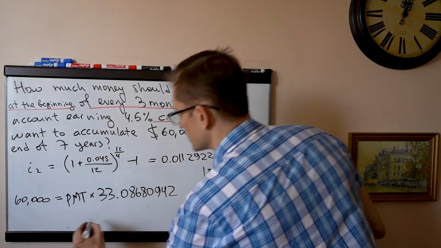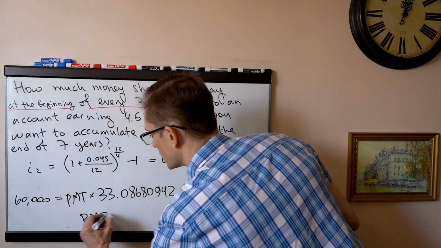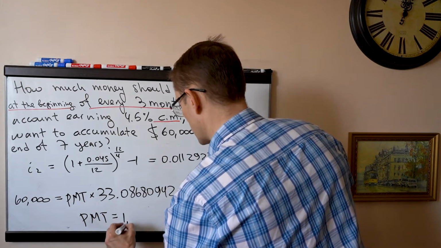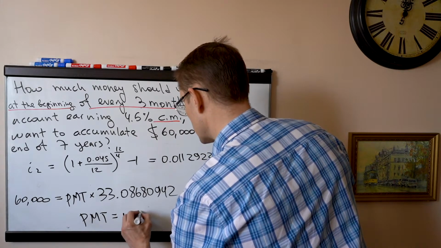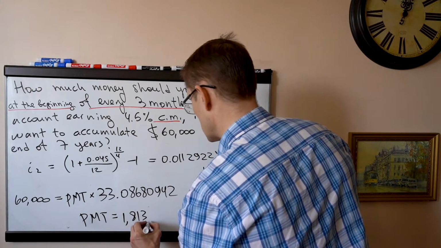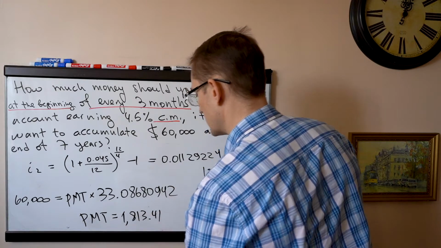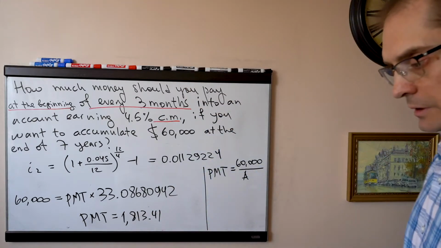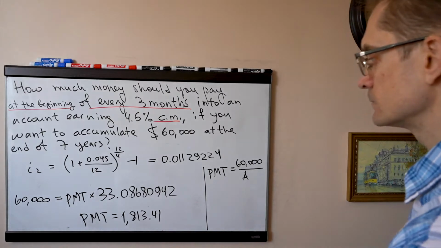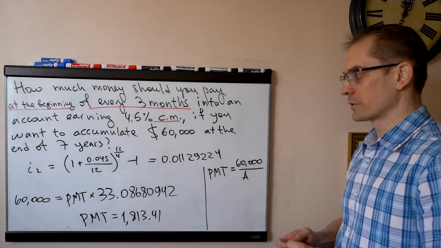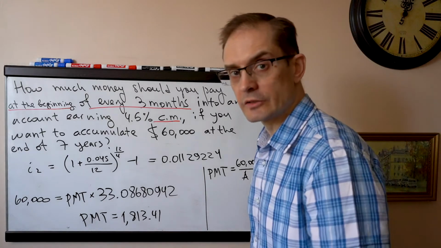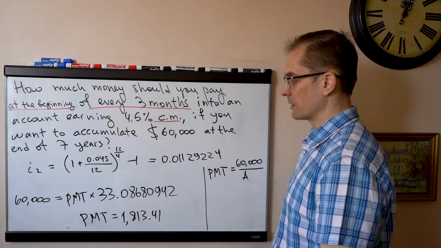So PMT is equal to 8,813.41. That's our payment for this problem. As you can see, it is pretty straightforward to find payment.